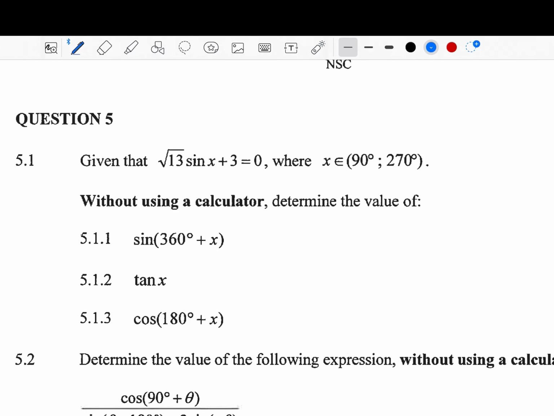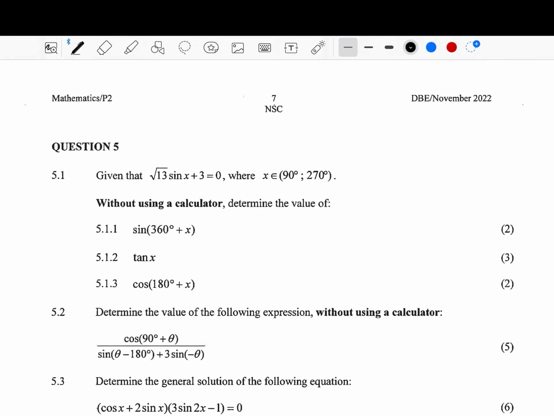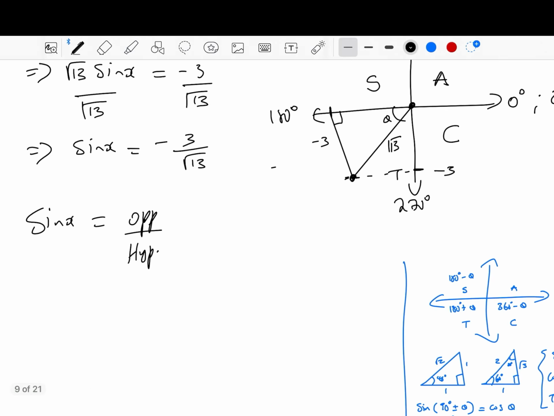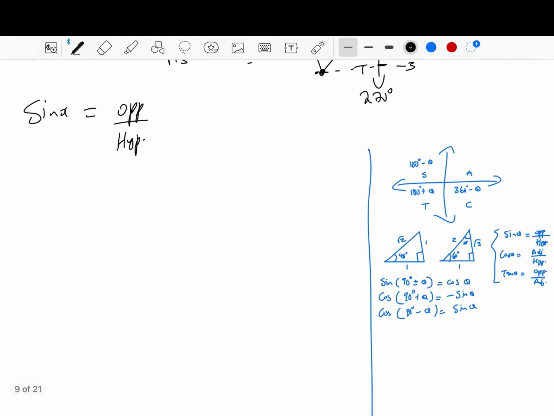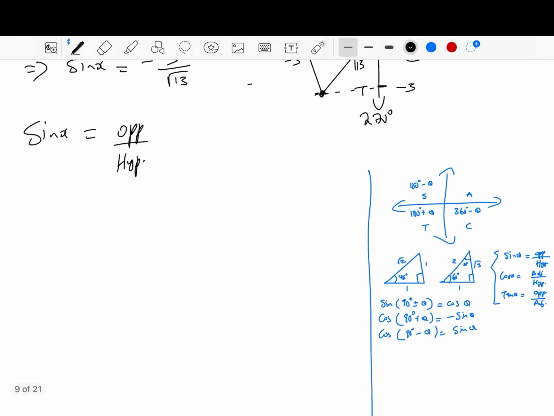For 5.1.1, this is what it says: determine the value of sine 30 degrees, 360 degrees plus x. The way you answer this question is not really difficult. You always answer them in the same way. You ask the same question. So I'll show you what you do. It's 360 degrees plus x, so you ask yourself, where do you find this angle?